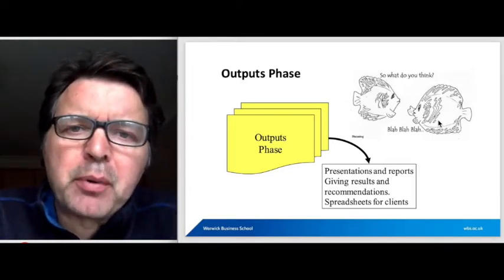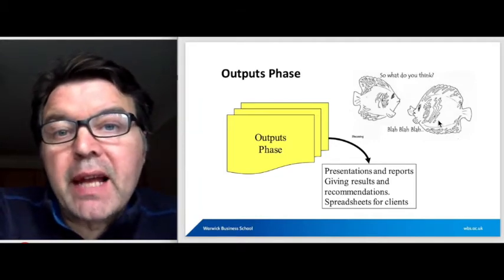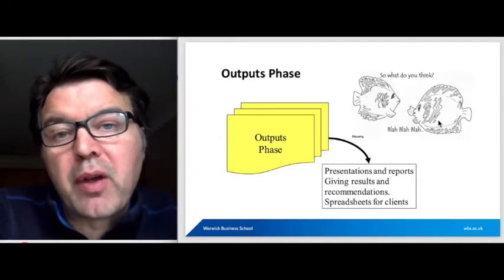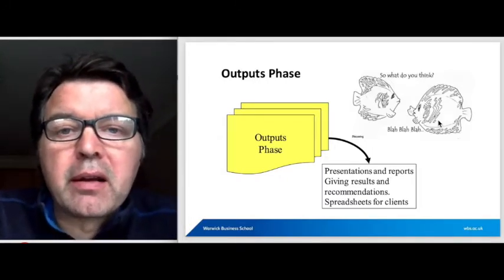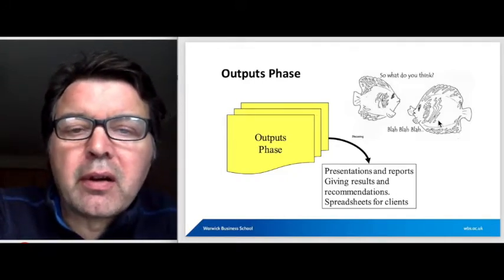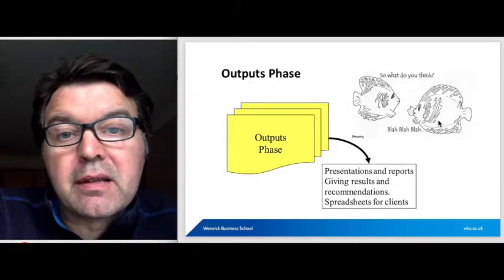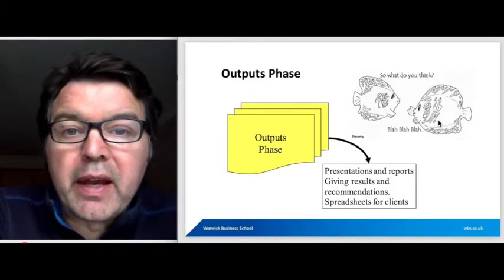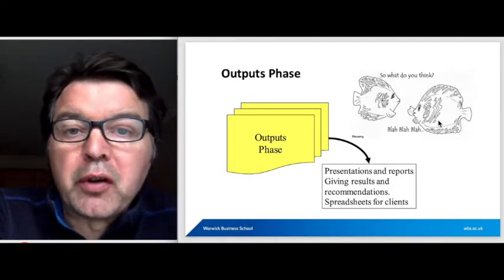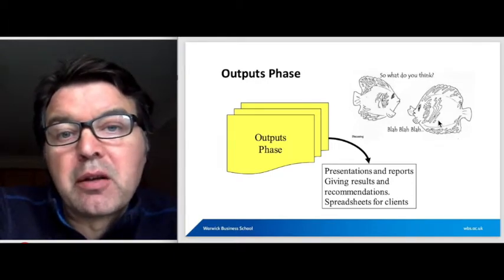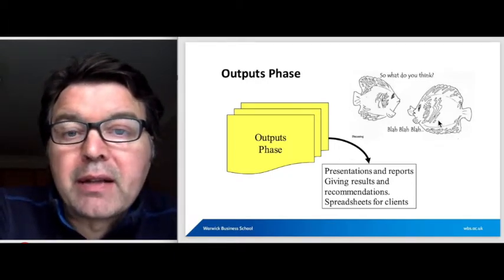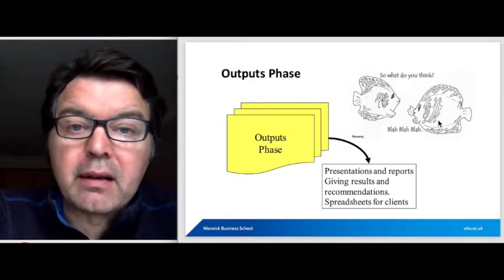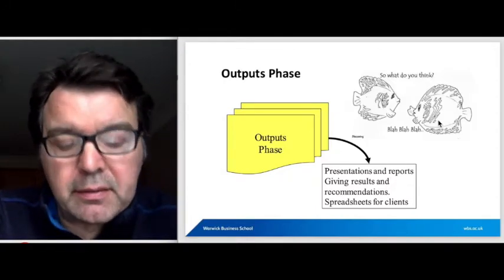The outputs phase is the bit which comes at the end of a project, and this is where we communicate with our client what we've done, and we try and explain to the client the nature of the analysis, and we try and convince the client that what we've done is reliable and that they can have confidence in what we've done. And normally what that means is doing a presentation and writing a report, and we may also be handing over products like Excel spreadsheets and things like that.